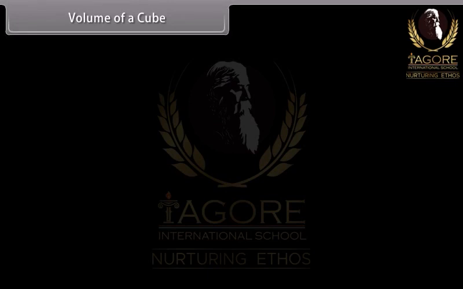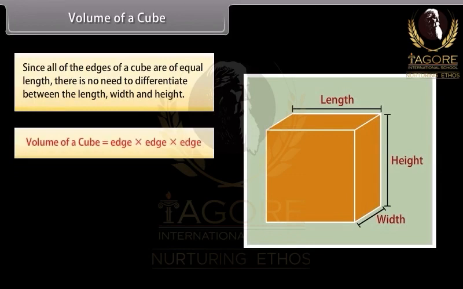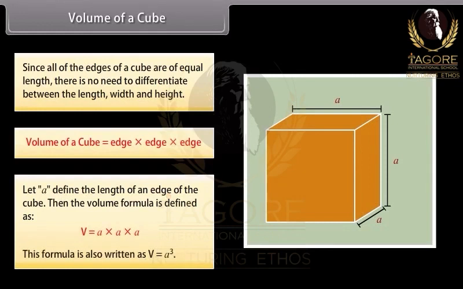Volume of a cube. Since all of the edges of a cube are of equal length, there is no need to differentiate between the length, width, and height. The volume of a cube is determined by multiplying the length of three edges of the cube. Let A define the length of an edge of the cube. Then the volume formula is defined as V is equal to A into A into A. This formula is also written as V is equal to A cube.